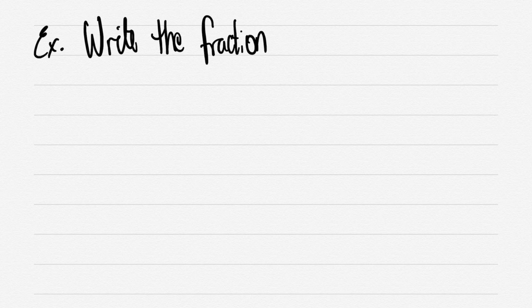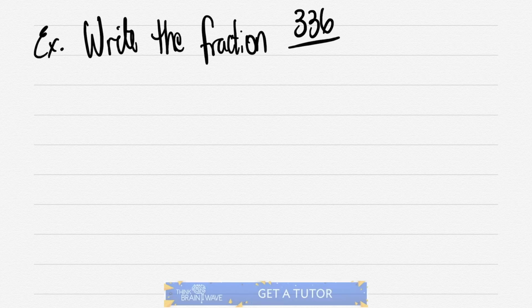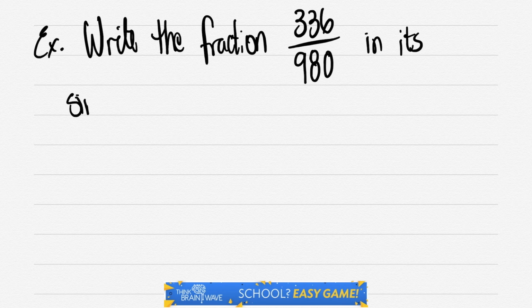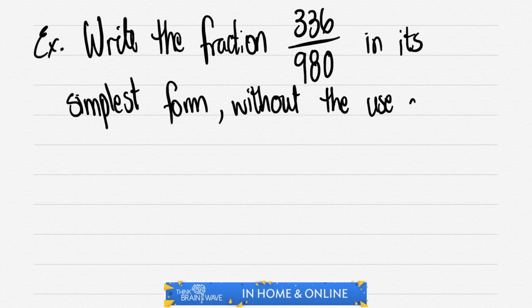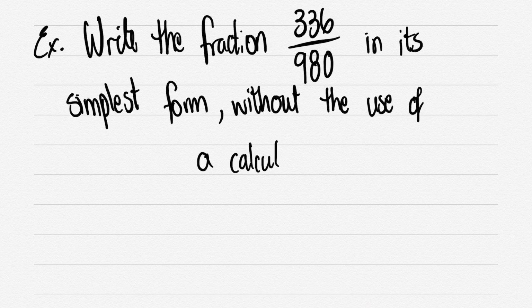We'll start with a nice example. Let's write the fractions as follows. I'm going to speed up this part of the video just to make things easier. Alright, so we've got 336 over 980, and in its simplest form, we want to use prime numbers. So we cannot use our calculator in this particular question. And so how do we start?